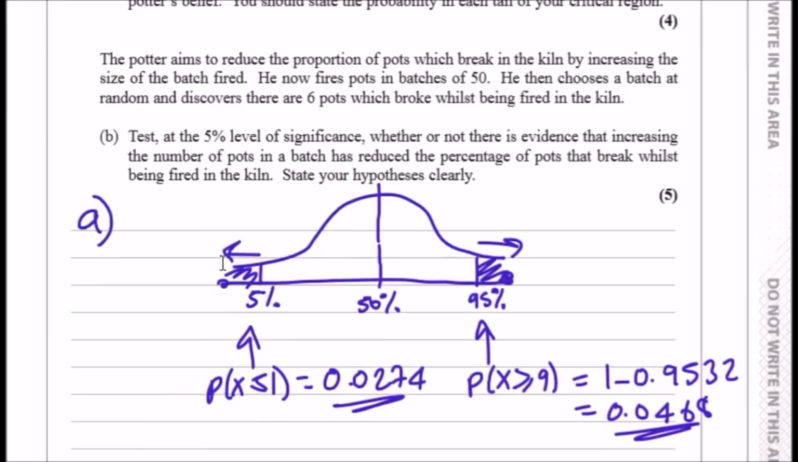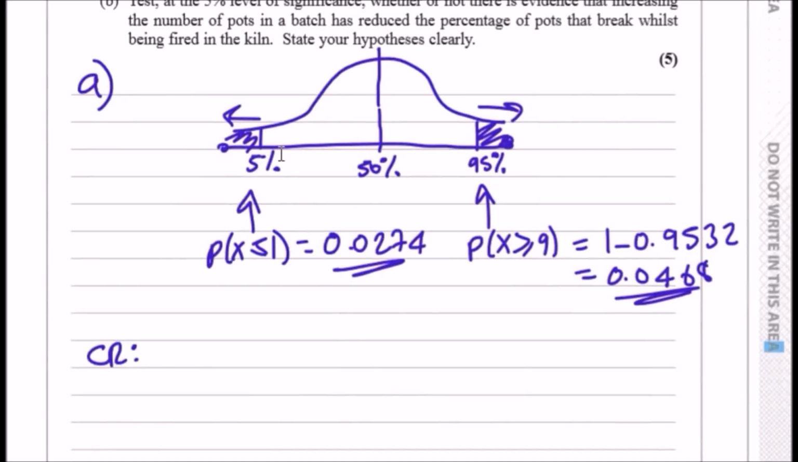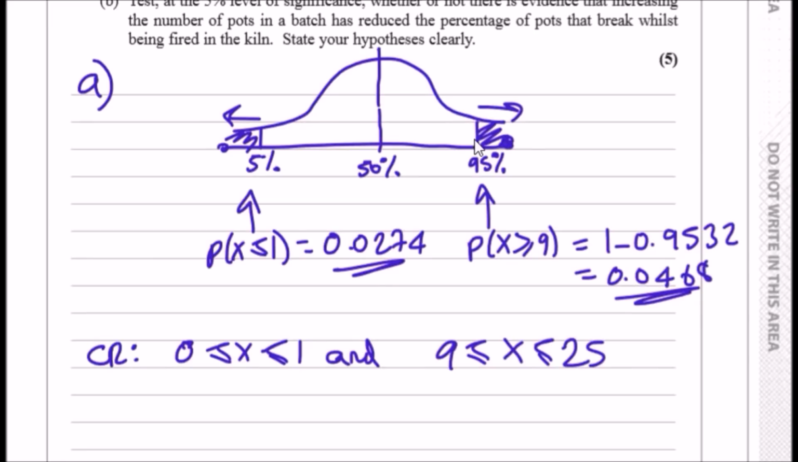so the number of pots from 0 to 1. So 0 less than or equal to X less than or equal to 1, and I should just use the word and, because it's only the shaded regions. And from here, 9 onwards, so 9 less than or equal to X less than or equal to 25, because that's how many it goes up to. This should be the end of the solution. We want the values X that fit along this, that are less than 5% or just over 95%, or the remainder 5%.